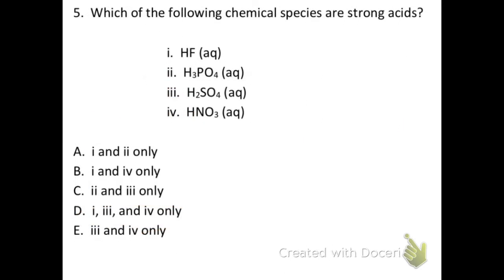This question is a hashtag identification station. We want to know which of these are strong acids, so let's go through. HF, not a strong acid. You know what? In fact, let's just list the strong acids. There are HCl, HBr, and the friendliest acid of them all, HI, hydroiodic.